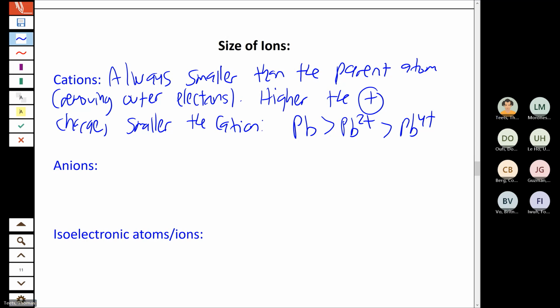Okay. And then opposite is true for anions. So anions tend to be, always are anyway, larger than the parent atom, the neutral atom.